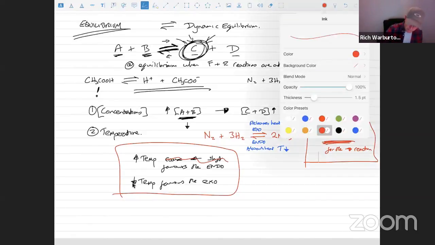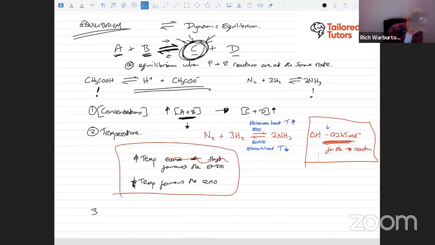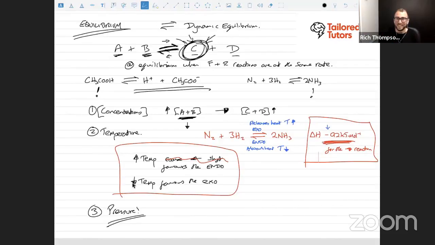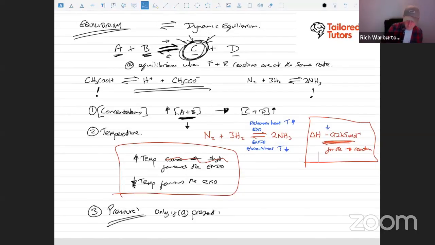The last thing, just while we're on equilibrium, that can change it, ladies and gentlemen, is pressure. Pressure can actually affect the position of equilibrium as well, but only if gas is present in the equilibrium. If there's no gases in the equilibrium at all, then you can change the pressure all you want. Nothing changes at all. It will not affect the position of equilibrium.